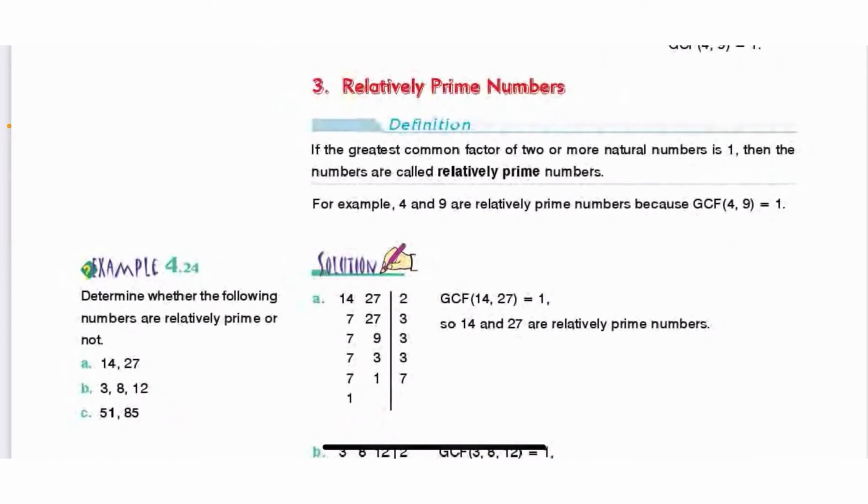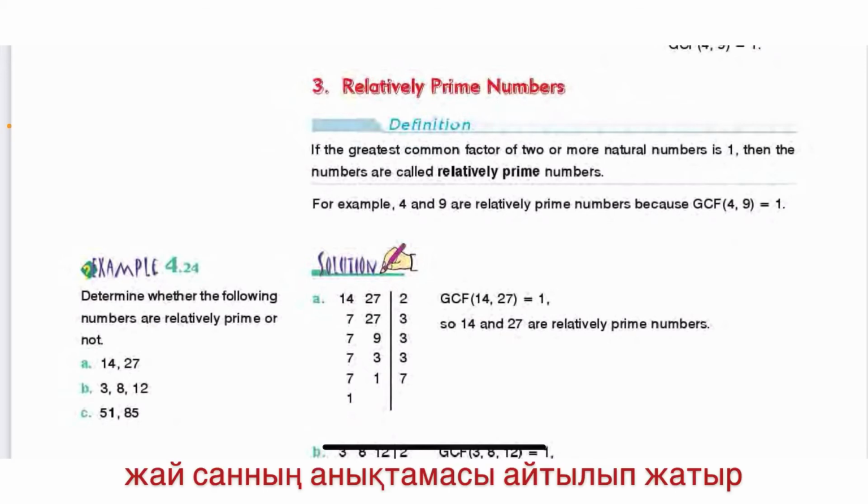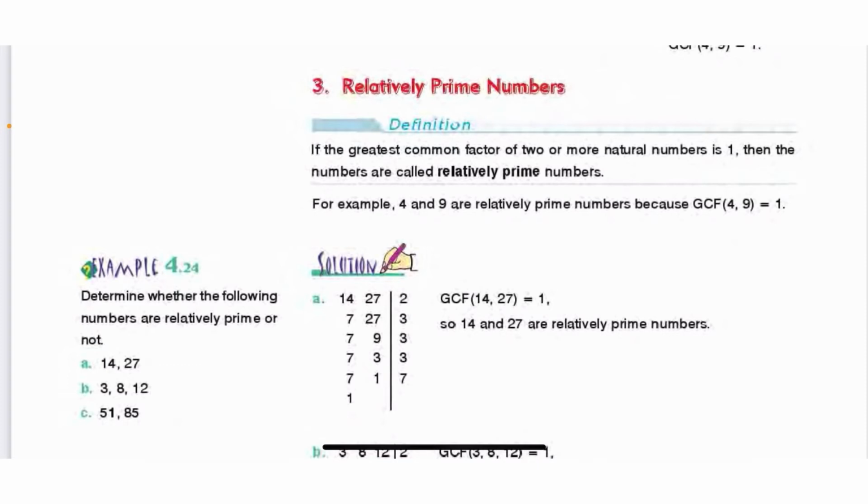Now we have another term called relatively prime numbers. We all know what a prime number is. A prime number is a number that can be divided only by 1 and the number itself, right? As we said above in the definitions part. So what are relatively prime numbers?